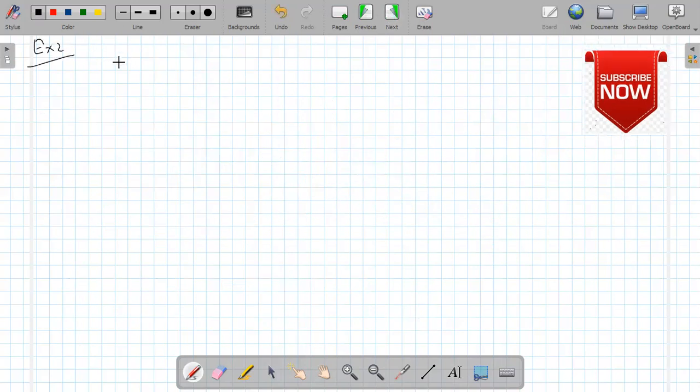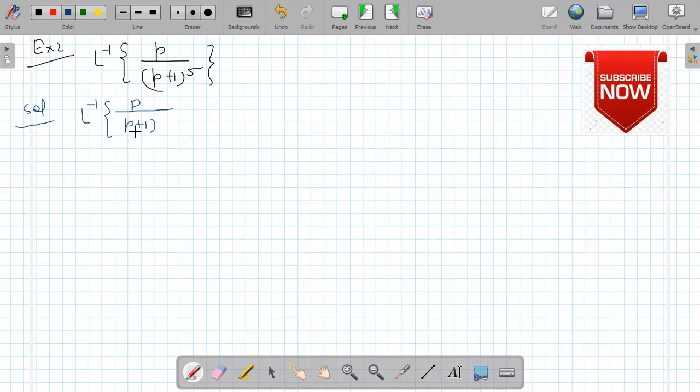Example number 2. Find the Laplace inverse of p upon p plus 1 raised to the power 5. So here we have this question, p upon p plus 1 raised to the power 5. If you can see here, this is already p plus 1 type. So you have to make this also p plus 1.